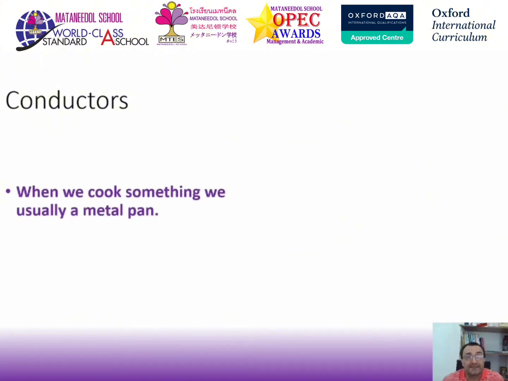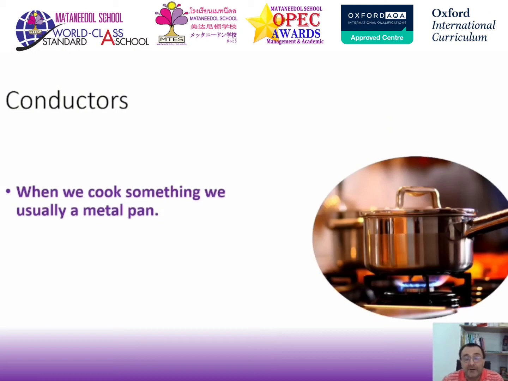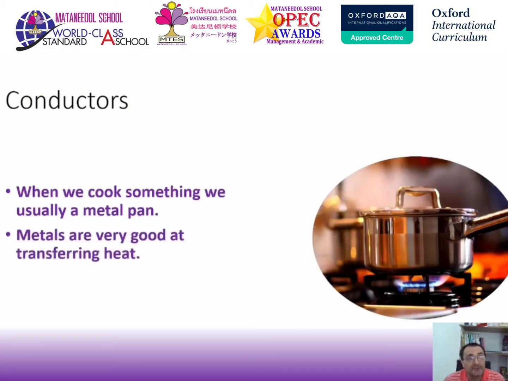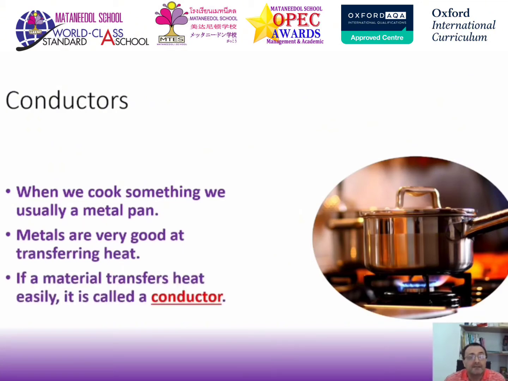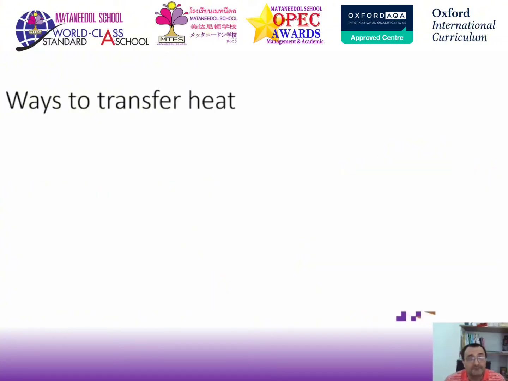But something that does transfer heat very well is a metal pan. So it's why we use a metal pan or something similar when we are cooking. Metals are very good at transferring heat. So if it transfers heat well, it's called a conductor.